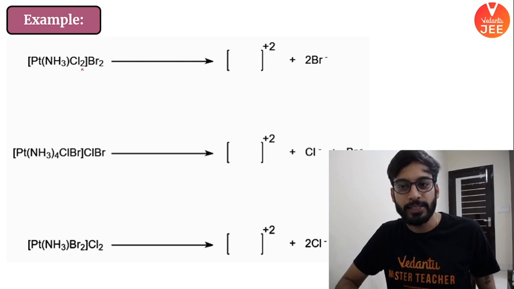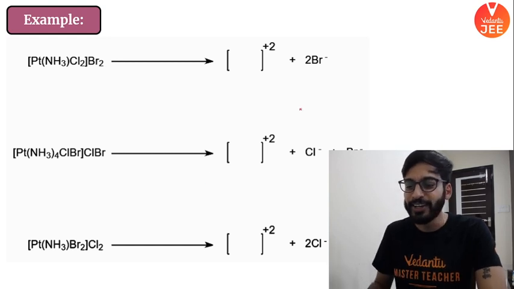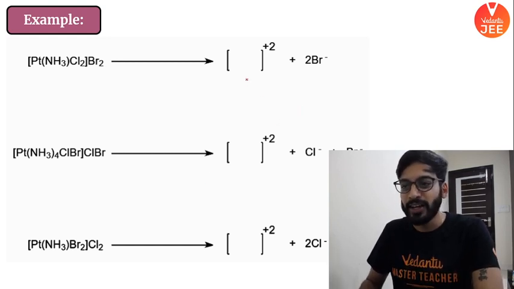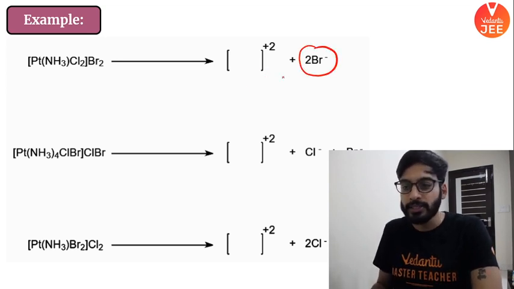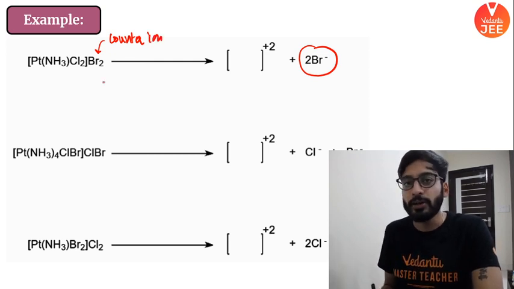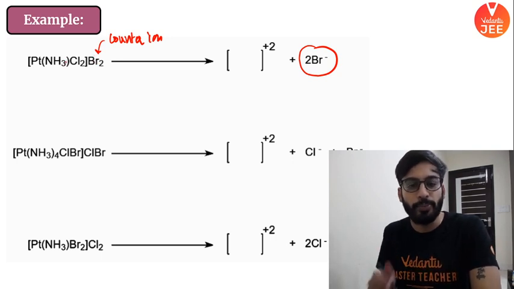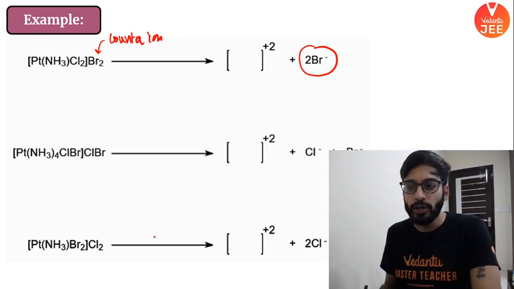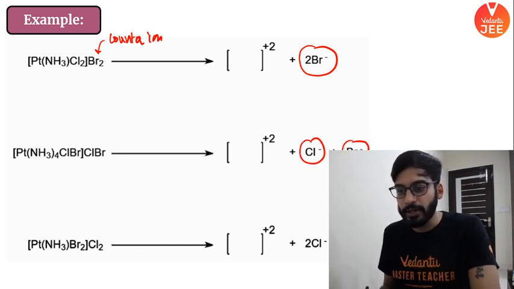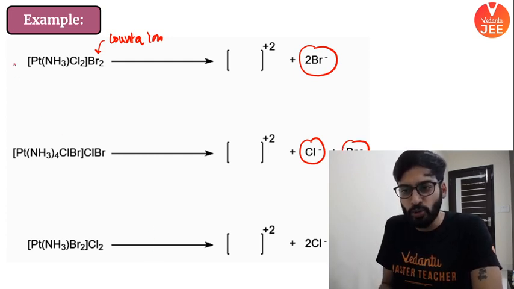Pt(NH3)4Cl2, after the square bracket there is bromine. Very interesting. So what will happen? The complex sphere will carry a +2 charge and it will give you 2 Br minus. This is nothing but your counter ion. हमने बात करी थी counter ion की. It is the ionizable part of your coordination compound. One of the Br can also go inside the coordination sphere, and one Cl will come out. So now you are getting Cl minus and Br minus. From the same complex, you are getting different types of ions, right? So these are 3 different complexes.